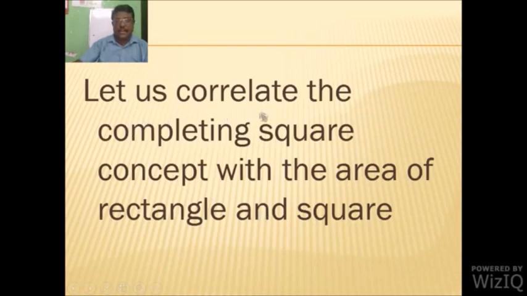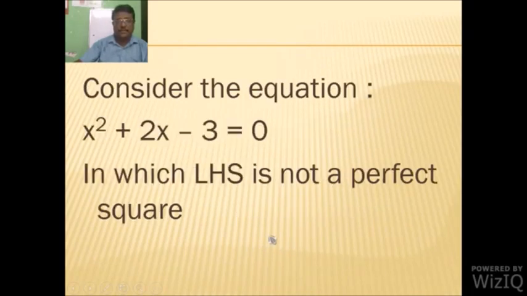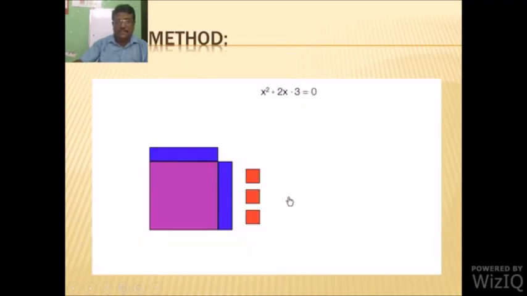Let us correlate the completing the square concept with the area of a rectangle and a square. Consider the equation x square plus 2x minus 3 equals 0. Look at the left side of the equation. In this, the left side expression is not a perfect square. So what can be done for that? Let's see the next picture.